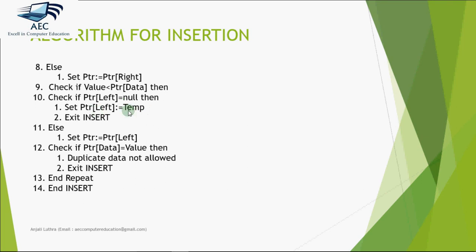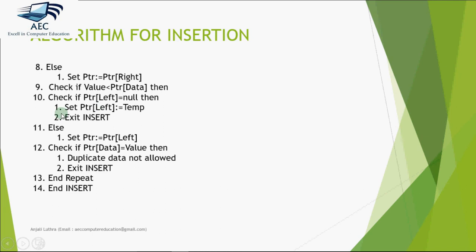We insert the node, we link the node with the help of this line, ptr left is equal to temp. So temp gets linked with the node and we stop. Otherwise, we move the pointer to the left side. We come down the tree on the left hand side and then the loop is repeated again.